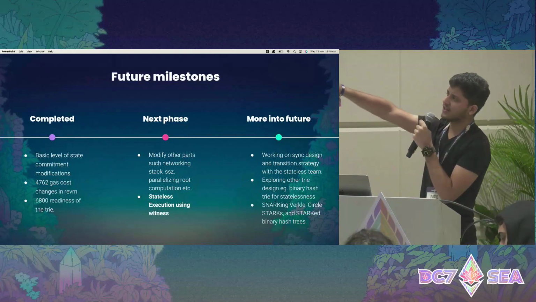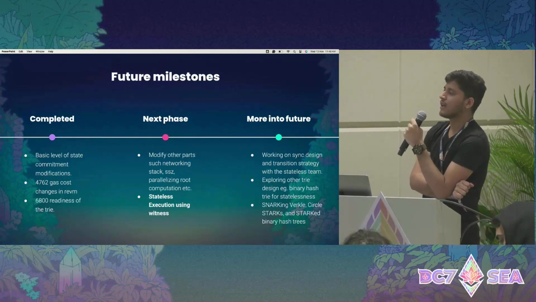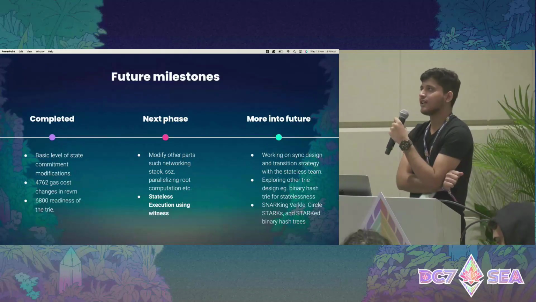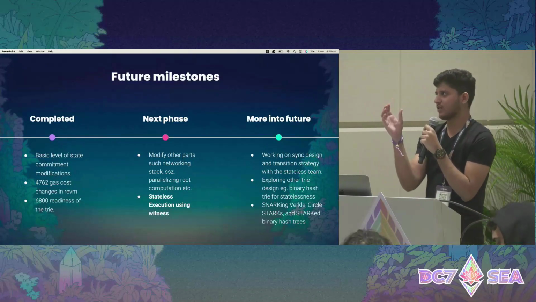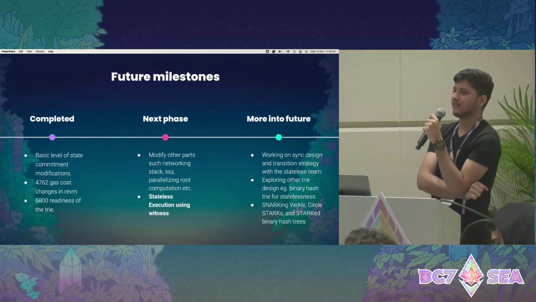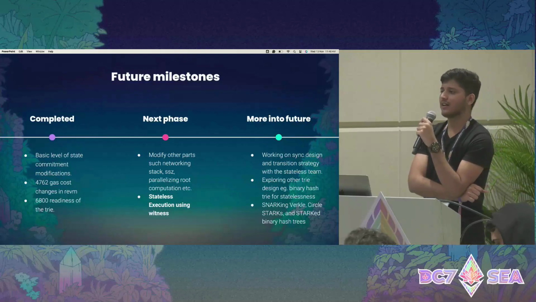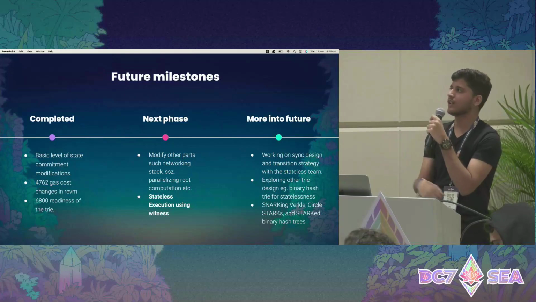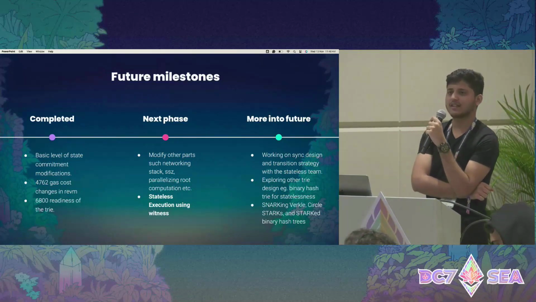So the basic modifications for commitments are done, the REVM changes are done, and the trie changes are also done. The main things, such as the construction of the witness and propagation of the witness, are completed. But the main feature of stateless execution is the stateless mode, where the block is executed using the witness provided along with the block, and not with the existing state of the local client. So stateless execution using the witness is the next main feature.